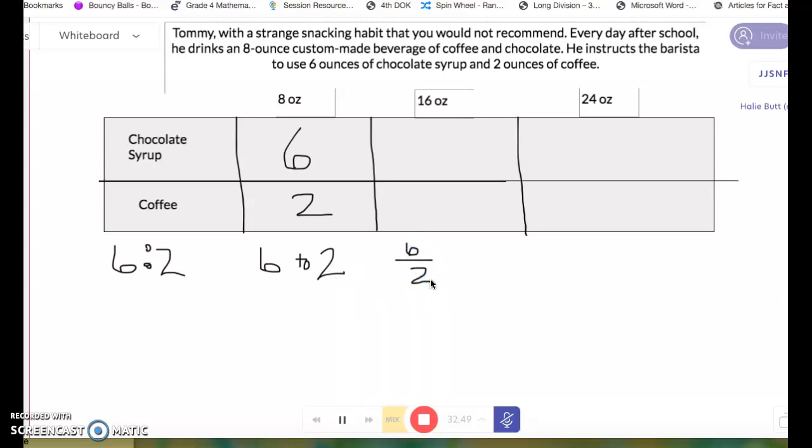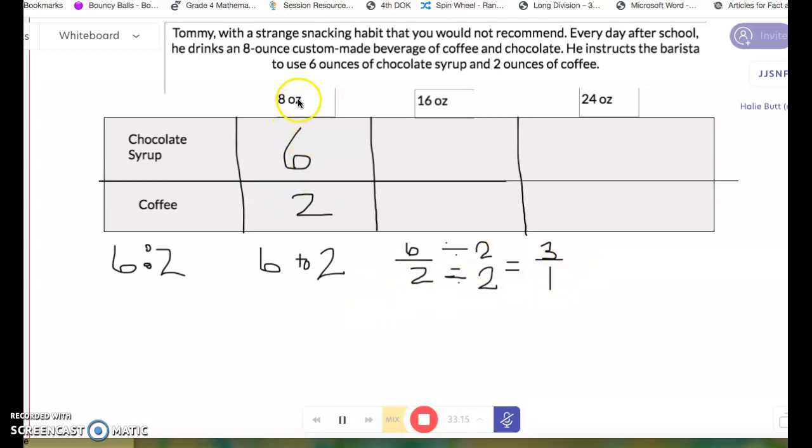Now, if I wanted to find out how low it could go, I could divide my fraction by the same number. So 6 and 2 both share 2. An equivalent ratio would be 3 to 1. So that's how you can find an equivalent ratio.